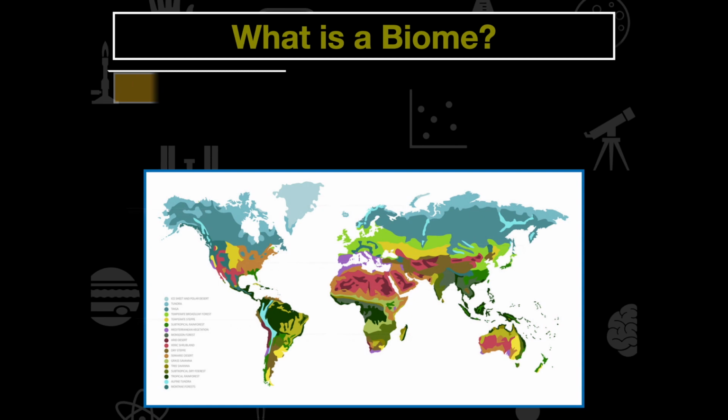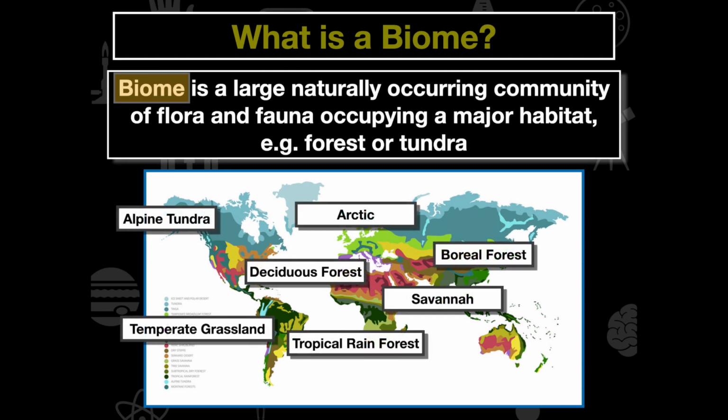So now that we understand what causes the difference in biomes, we can understand that a biome is a large, naturally occurring community of flora or fauna occupying a major habitat. This could be a forest or a tundra, for example. If we look at the different types of biomes that we're going to see, remember they're dependent upon where they are in relationship to the equator and how much rainfall they get. We're going to see Arctic, alpine tundra, boreal forest, deciduous forest, savanna, temperate grassland, and tropical rainforests. And each of these biomes is going to have unique, distinguishing characteristics.